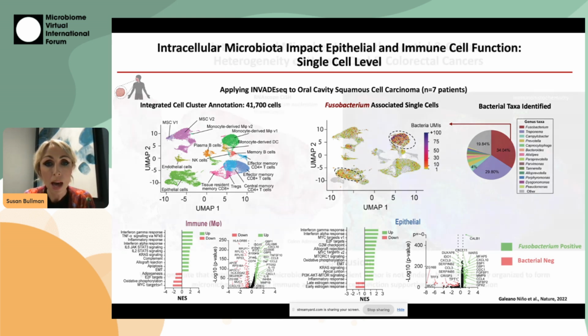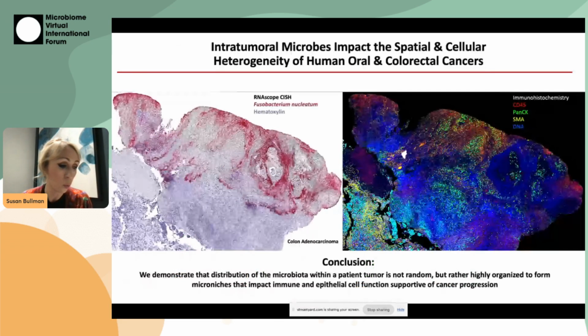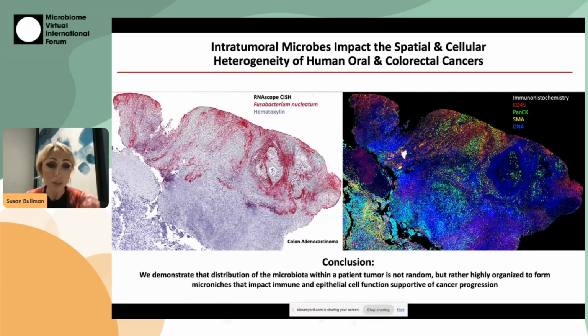So this will allow us to understand how these microbes are directly impacting the cells that they are associating with. And I'm going to finish there, but what this work tells us is that these microbes are not evenly distributed within a patient's tumor. Instead, they localize to distinct niches within the tumors that we call bacterial colonized microniches. And they're not innocent bystanders. They are changing the function of both cancer epithelial cells and immune cells to support cancer progression.